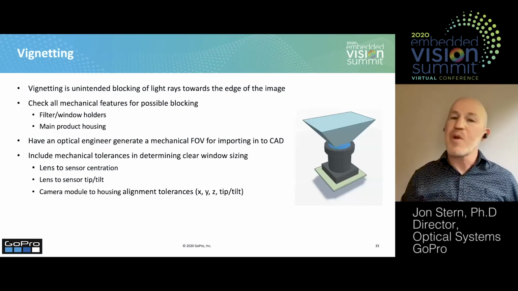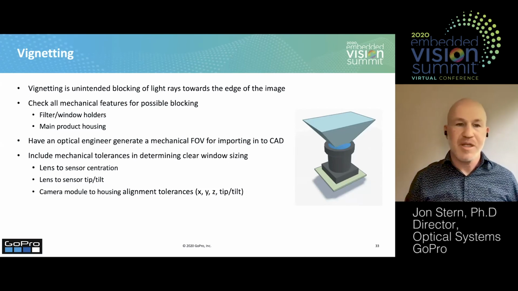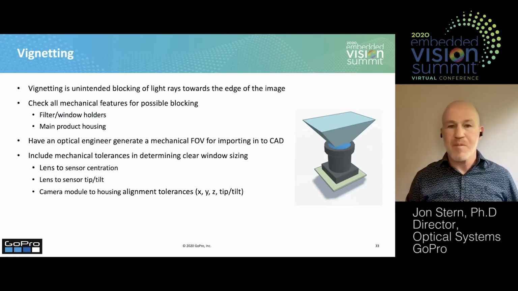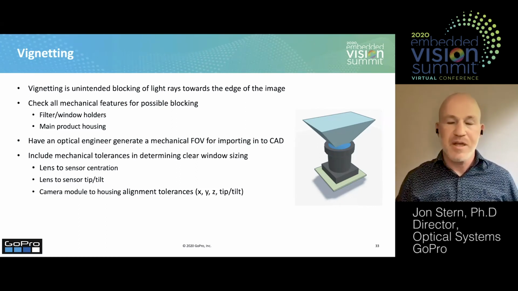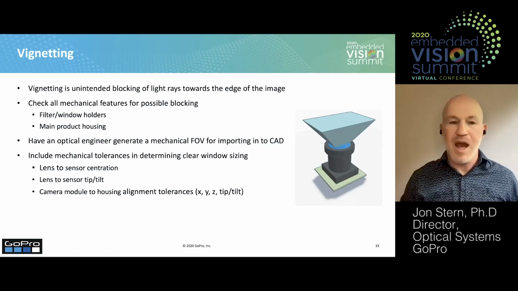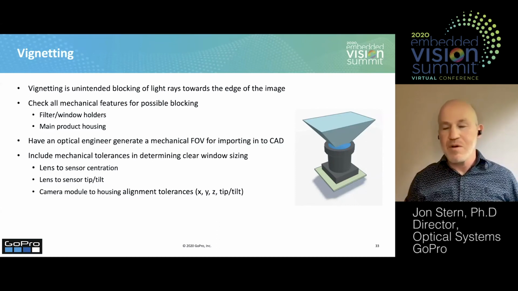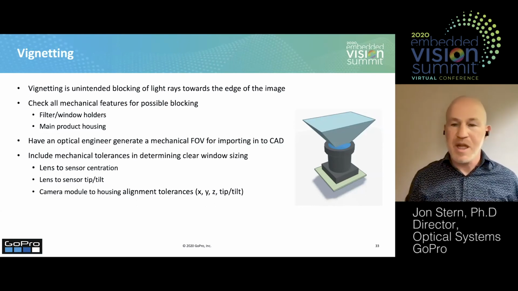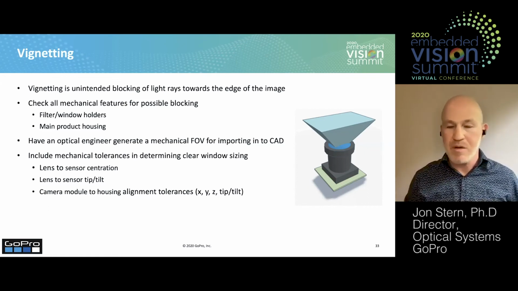Vignetting is the unintended blocking of light rays towards the edge of the image. So check for mechanical features for possible sources of blocking: filter windows and holders, and the main product housing. If you can have an optical engineer generate what's called a mechanical field of view to import into your CAD, that's a good way of checking for interferences. In doing so, it's important to include mechanical tolerances to determine any clear window sizing. So the lens to sensor centration, the lens to sensor tip tilt, and then the camera module to housing alignment tolerances in X, Y, Z, and tip tilt.